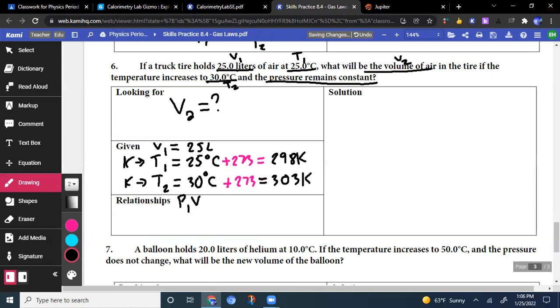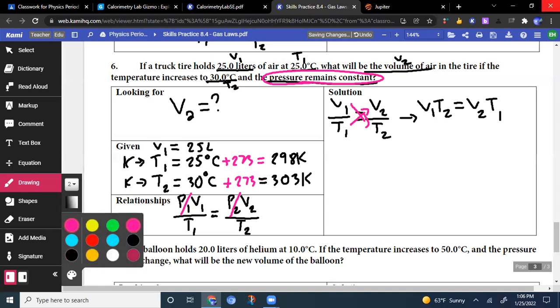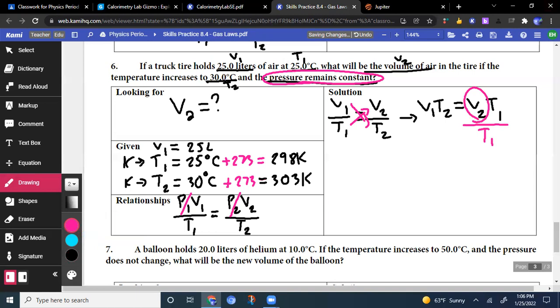Our equation again, P1 times V1 divided by T1 equals P2 times V2 divided by T2. And this time we are told that the pressure remains constant. So we're going to cancel P1 and P2 this time. And you get volume 1 over temperature 1 equals volume 2 over temperature 2. Okay, rewrite the equation by taking cross products. V1 times T2 equals V2 times T1. You're solving for V2, so you need to divide away your T1. Cancels.